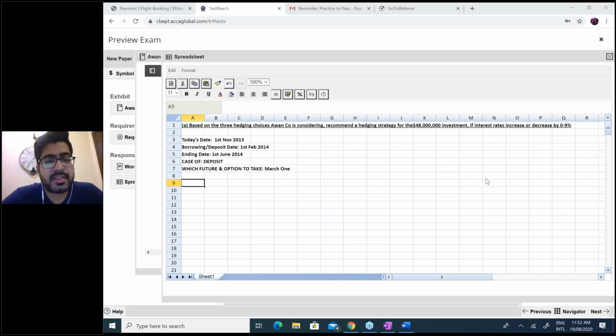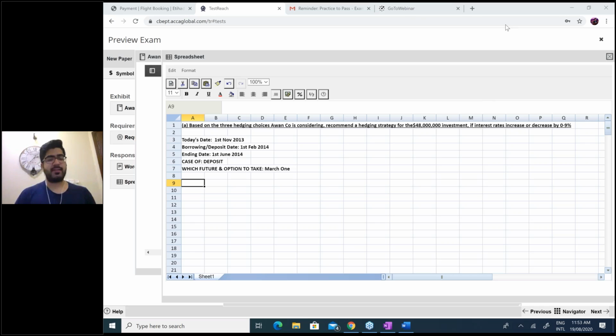Evelyn, we have two cases in interest rate risk management. Either we will be tested the case of deposit or the case of borrowing. So you need to decide the cases of borrowing. The question is of borrowing or deposit. And if you need to borrow or deposit on 1st Feb, you have to take December, March, June, September. Which future option? Obviously, if you have to deposit or borrow on 1st Feb, take the next one, March. Yes, Princess, it's there.